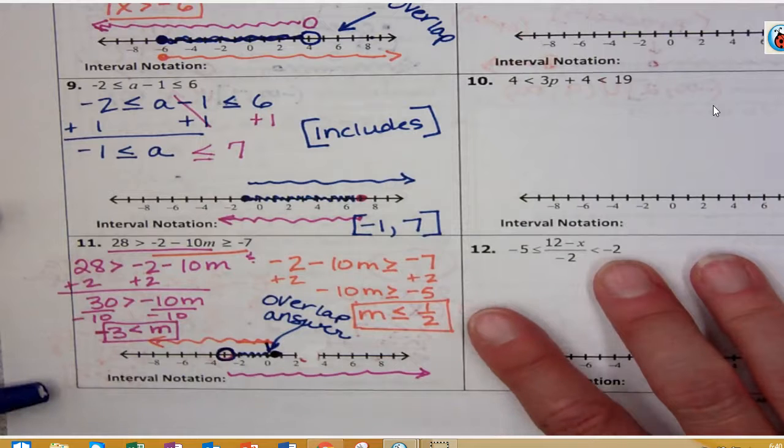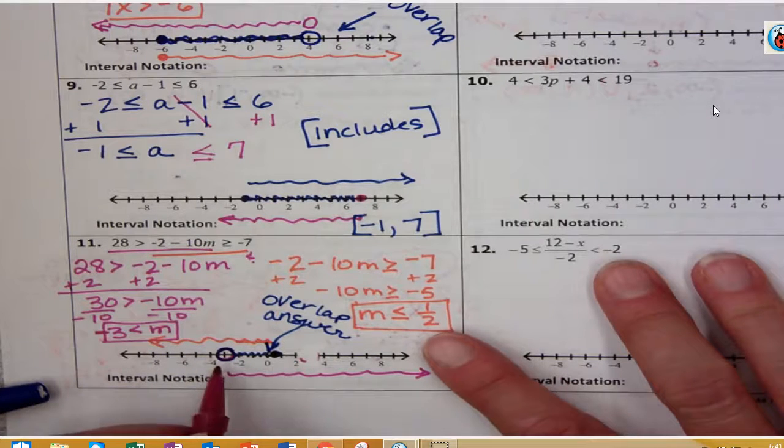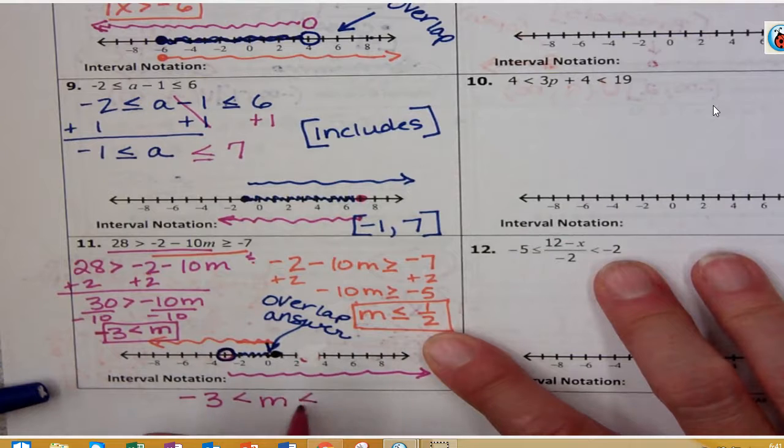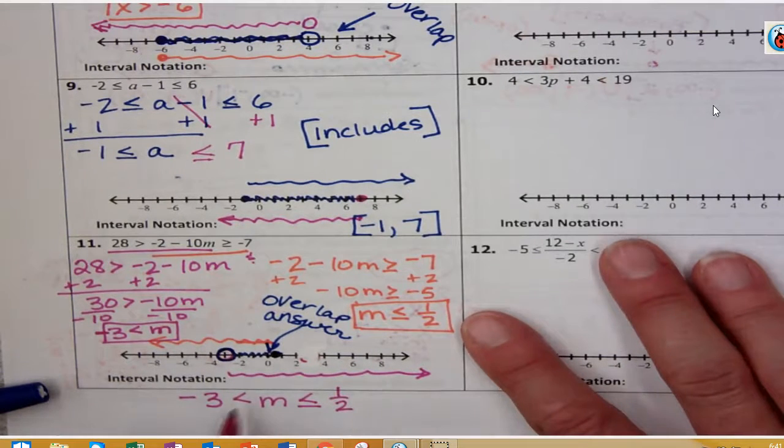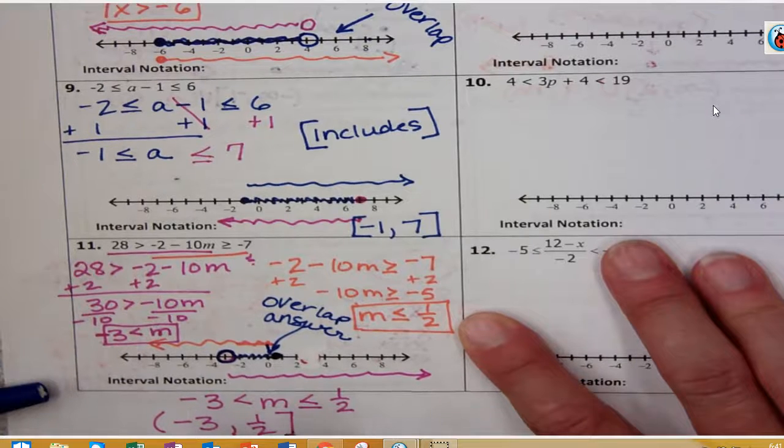Alright, so then your interval notation is going to be that the very smallest m can be is -3, and the very biggest it can be is 1/2. So to write that in interval notation, we're going to use a parenthesis, -3, and a bracket for 1/2.